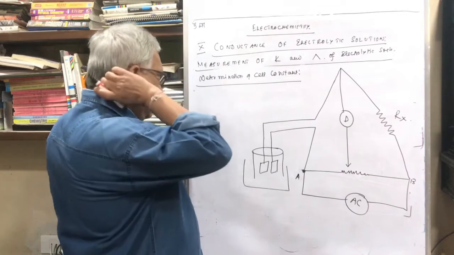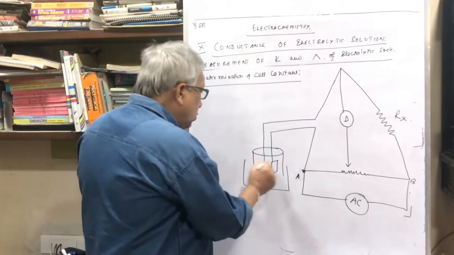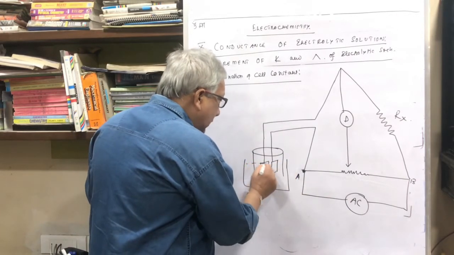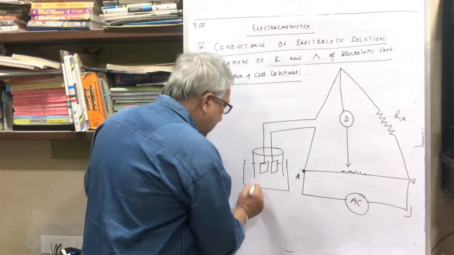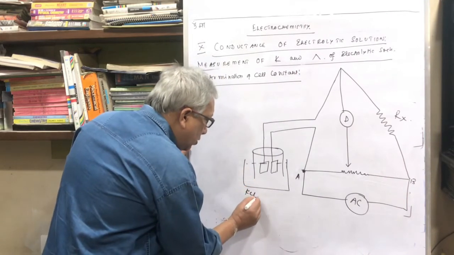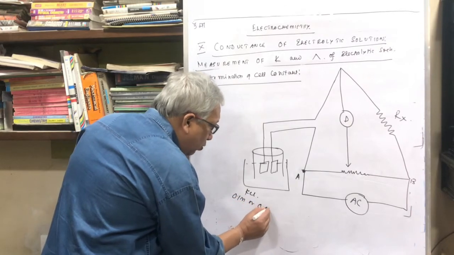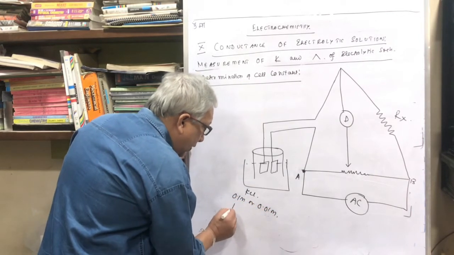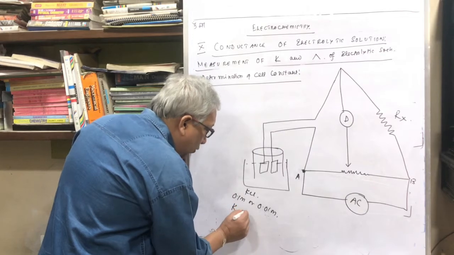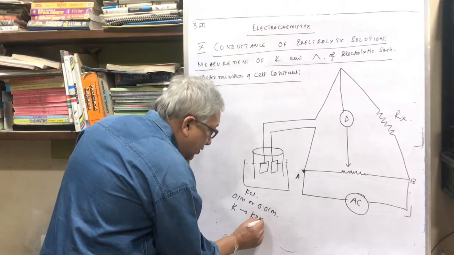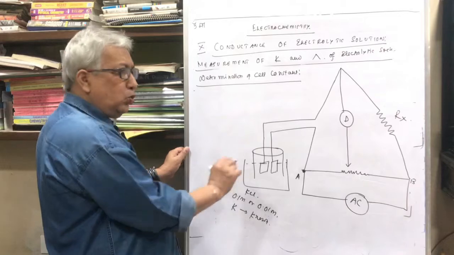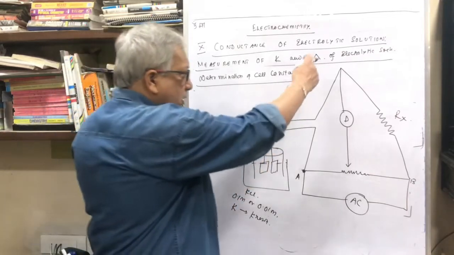Now what we do is, here we have taken KCl solution, either 0.1 molar or 0.01 molar, whose conductivity, that is K value, is already known to me. That is very essential, that we have to know. This is known to us. So the circuit is made.